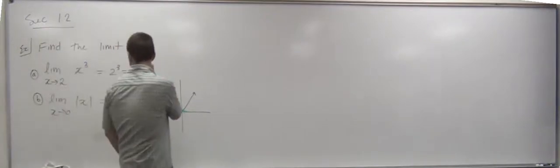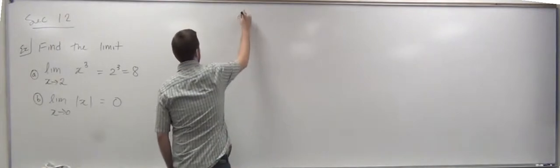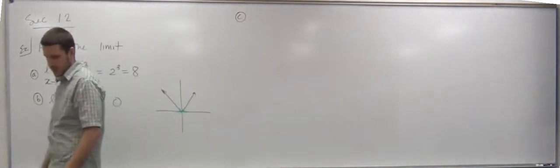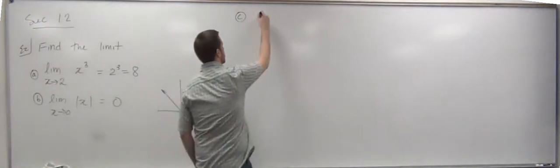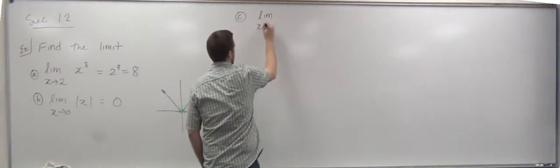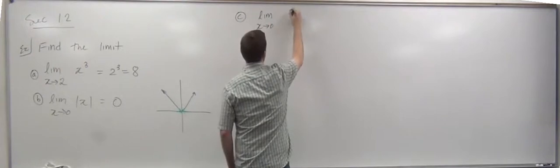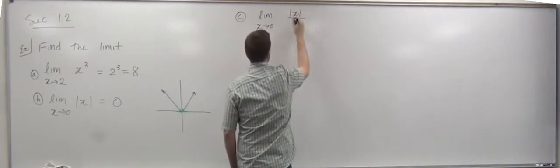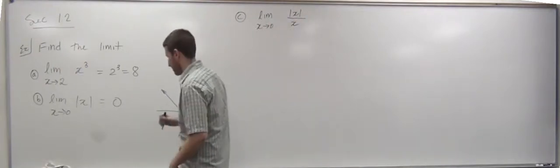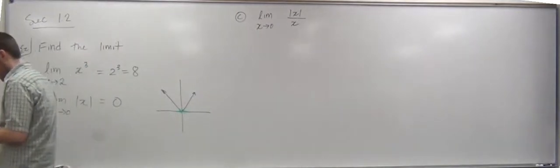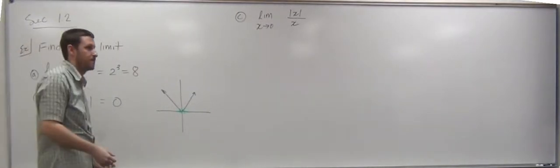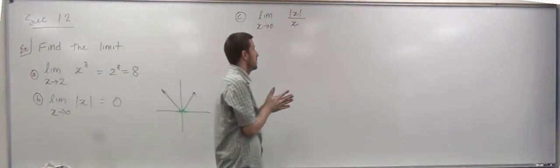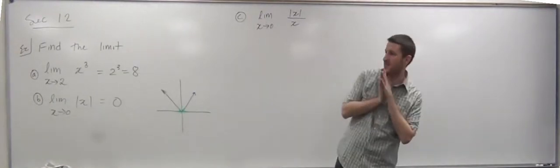Here's one I didn't get to last time, but it's kind of tricky, so I want to talk about it. What if I gave you something like the limit as x goes to 0 of absolute value of x over x? Some people say 0, some people say does not exist.